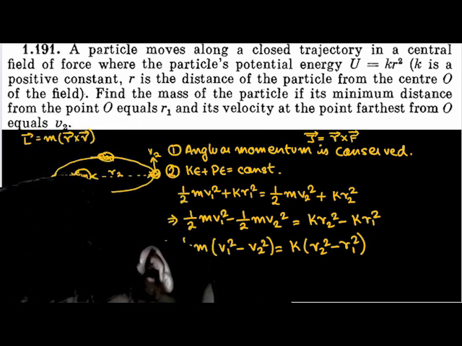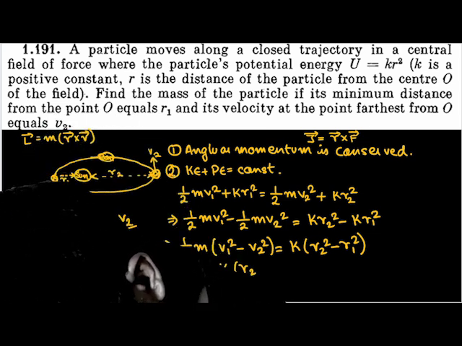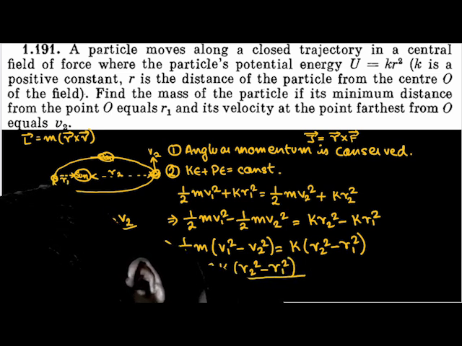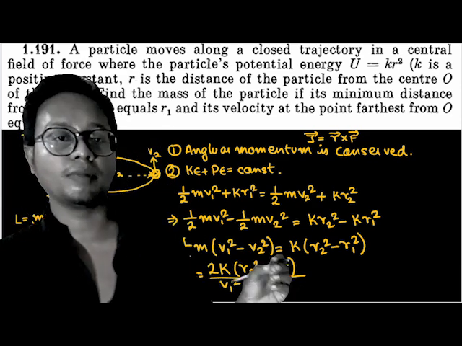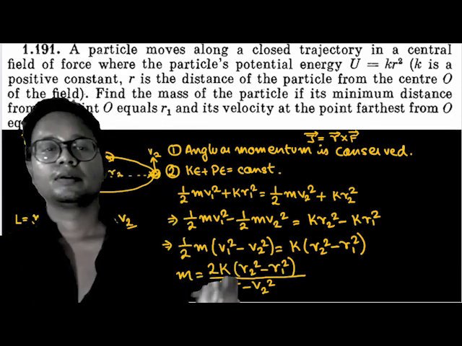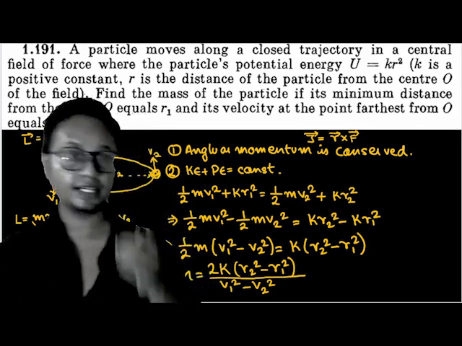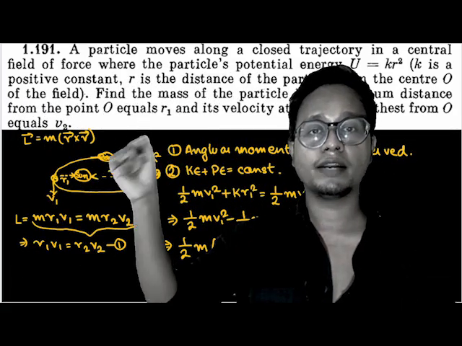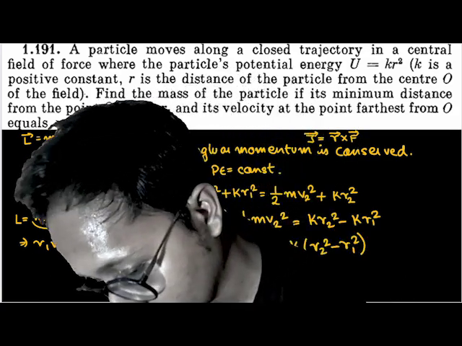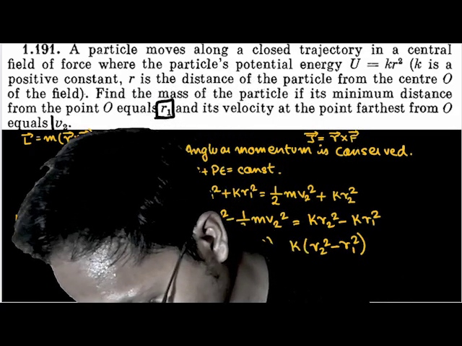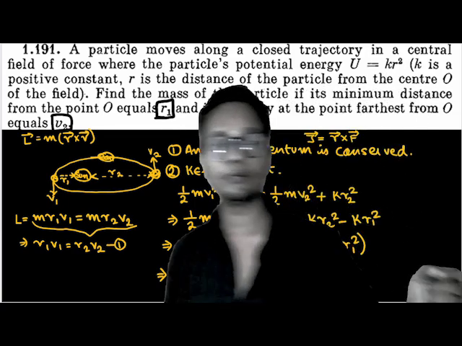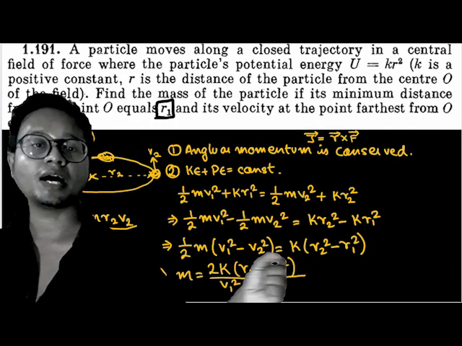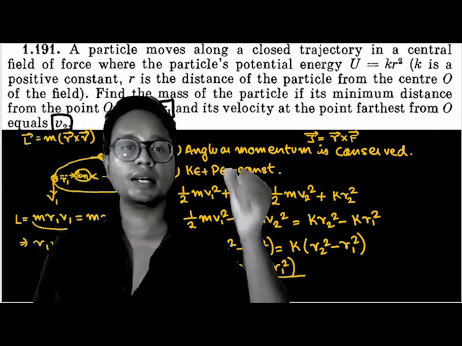So M is equal to k into (r2 square minus r1 square) divided by 2k (v1 square minus v2 square). So this is the value of the mass of Earth as given in the question. But there is a little bit of a twist here. The twist is that in the question, only the variables r1 and v2 are given. That means in this equation, only the variables r1 and v2 are allowed.